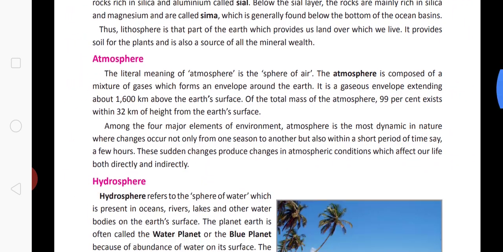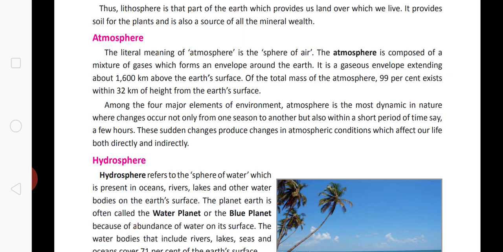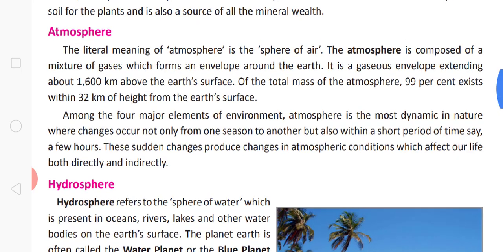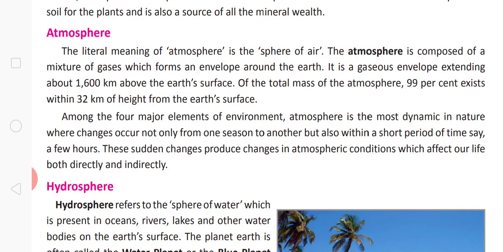Next component is atmosphere. Now what is atmosphere? The literal meaning of atmosphere is the sphere of air. And what is air? Air is the mixture of gases.